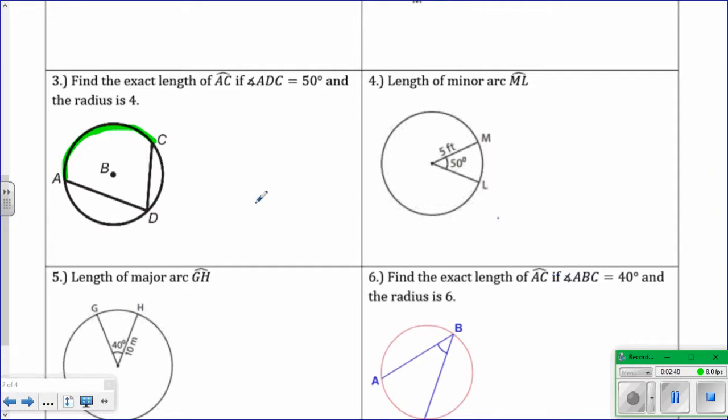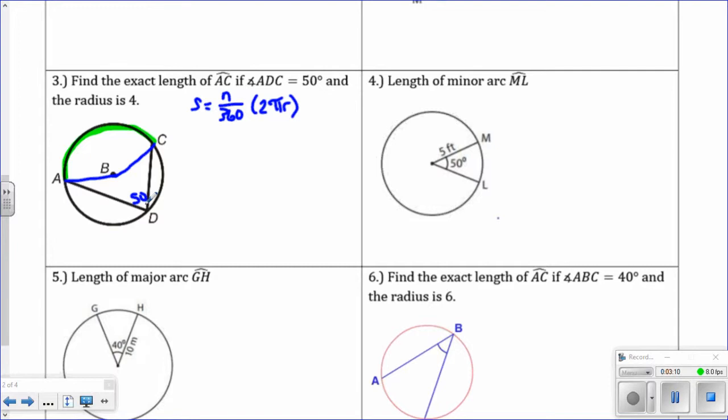And number 3, we want to find the exact length of arc AC, which I've highlighted in green. It says the measure of angle ADC is 50, and the radius is 4. When we use the formula, you have to remember that n is the number of degrees in the central angle. Right now, 50 degrees is not the central angle, so we have to find it. If I just draw in the central angle that's going to go with that green intercepted arc, here we go. We have to find that.